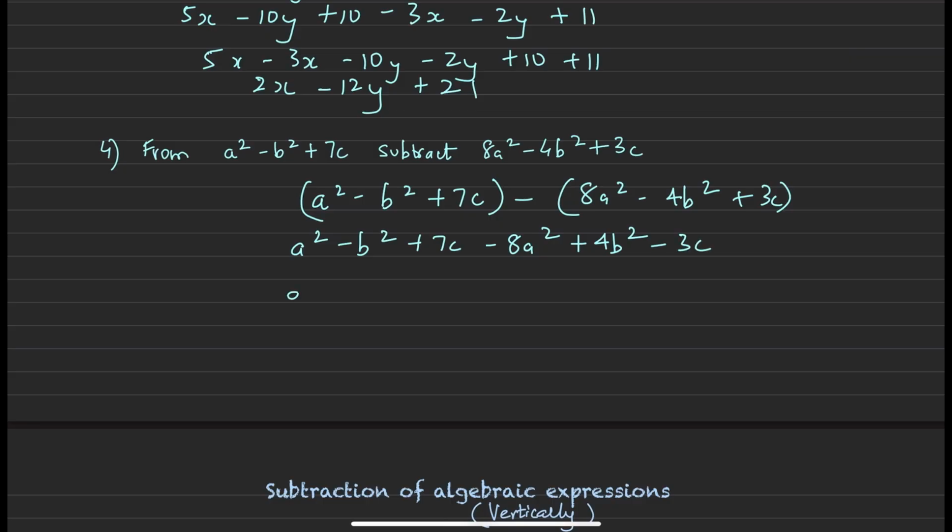Like terms together: a square minus 8a square, minus b square plus 4b square, plus 7c minus 3c. A square means 1a square. 1a square minus 8a square is minus 7a square. Minus 1b square plus 4b square is plus 3b square. We subtract and write the sign of the greater number. Plus 7c minus 3c.